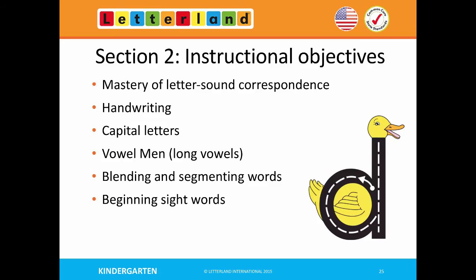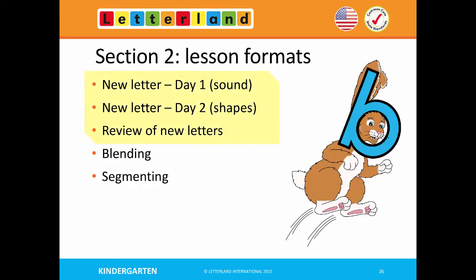Section 2 builds on from what the children have already learned in the fast track, but it uses a 5-lesson format. At least to begin with, each lesson is introduced over 2 days, and after the first 7 letters have been introduced, blending and segmenting lessons are interspersed with new letter lessons. Time to review is essential to encourage consolidation of knowledge.